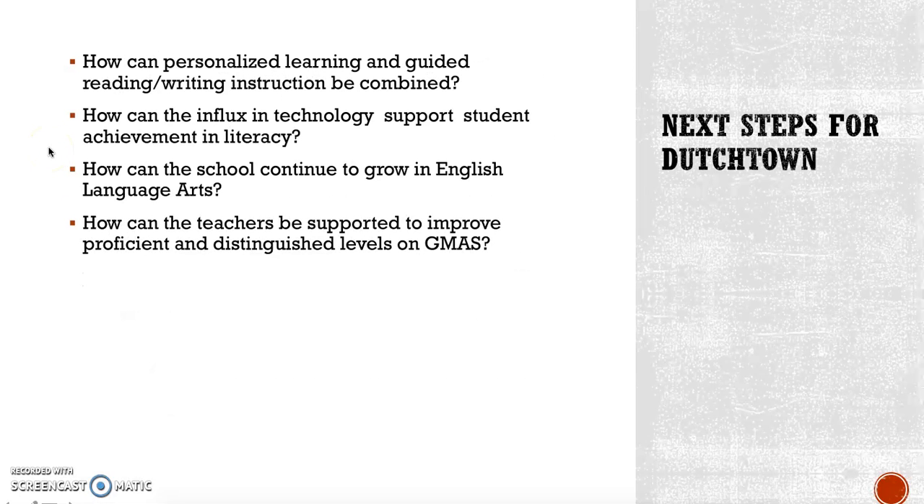Here are the next steps for Dutchtown. We want to think about how personalized learning and guided reading and writing instruction can be combined. How can the influx in technology support student achievement? How can the school continue to grow in English language arts? And how can teachers be supported to improve proficient and distinguished on the GMAS milestone?